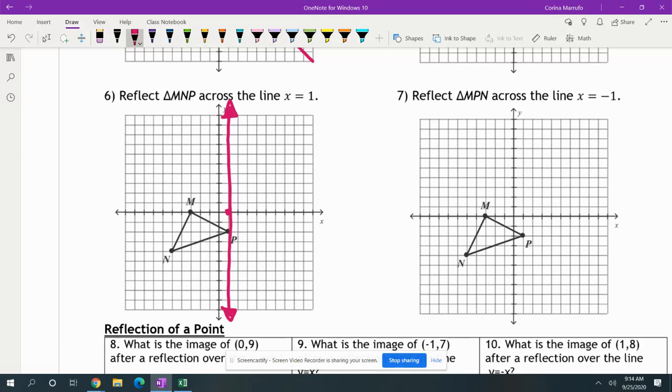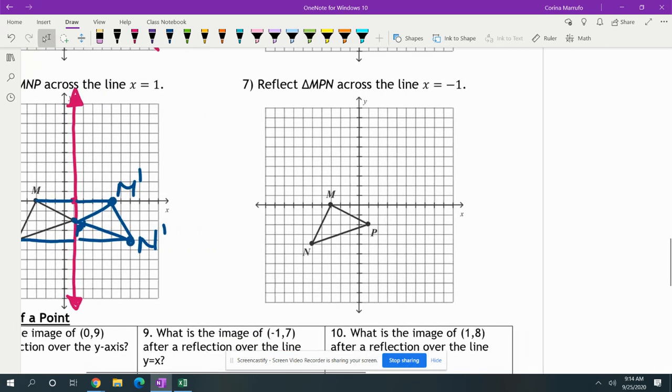Now we're going to reflect this across. Point P is actually on this line, so P prime is going to stay there. M is 1, 2, 3, 4 units away, so we count out 1, 2, 3, 4 units, and this is now M prime. This one is 1, 2, 3, 4, 5, 6, and this is going to be N prime. We connect our dots, and that's what our reflection looks like.